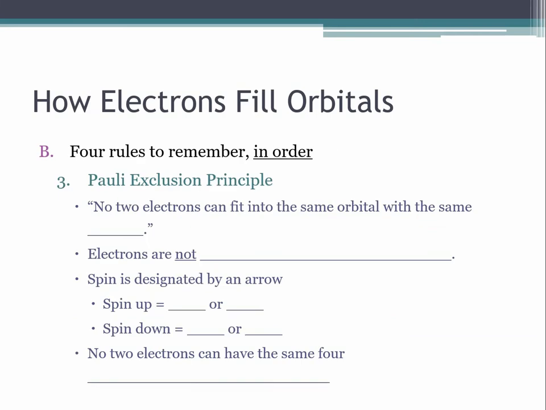Rule number 3 is the Pauli exclusion principle, which says no 2 electrons can fit into the same orbital with the same spin. So electrons are a lot of negative things, right? They're lazy, they're selfish, they're followers. What they are not, they draw the line, they are not identity thieves. They will copy each other all day long if they are not in the same room as each other. But as soon as they are sharing a room, as soon as they're in the same space, they will have different behaviors. They will not be identical in every way. So this spin, this behavior, is indicated by an arrow.